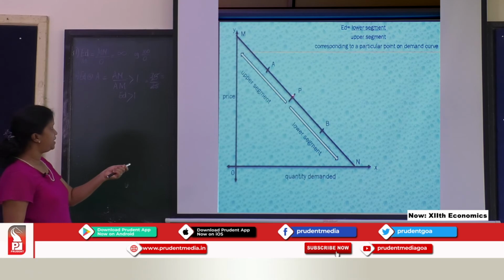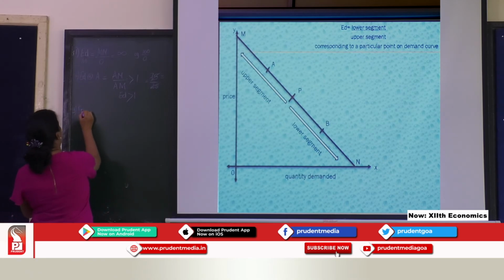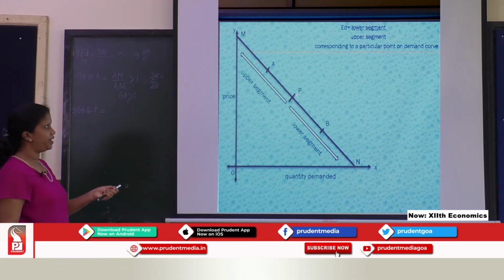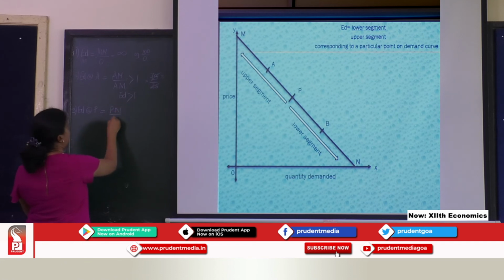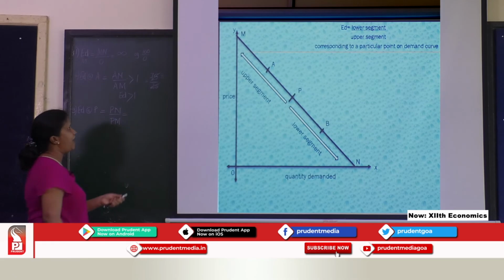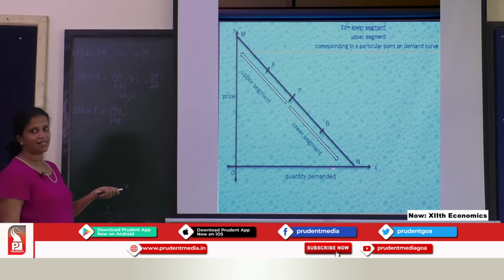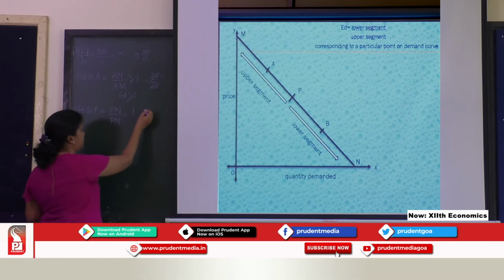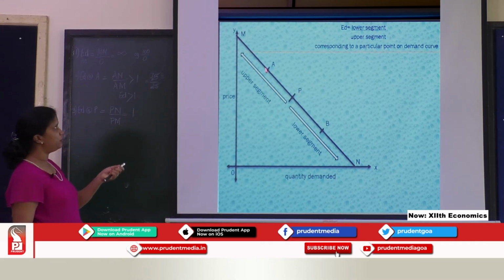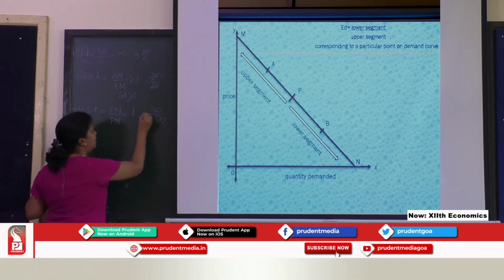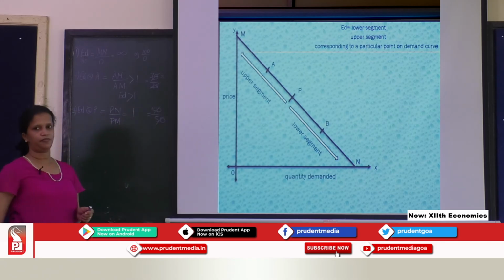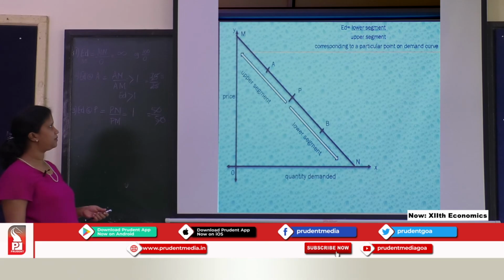Then let us look at ED at point P. Now, at point P, we already know, being the midpoint, the lower segment is PN, upper segment is PM. PN divided by PM. And we know that these are both equal, so they will cancel out and it will always be 1. So if I had to take it in numerical terms, this is 50, this is 50. So 50 and 50 cancel out. Again, it is equal to 1. So therefore, unitary elastic demand.